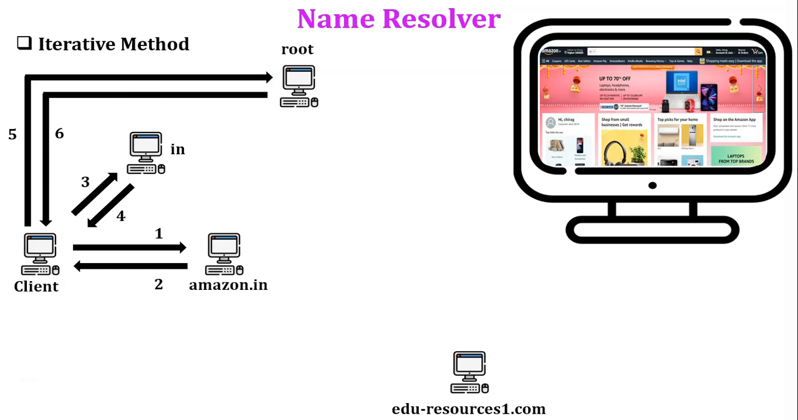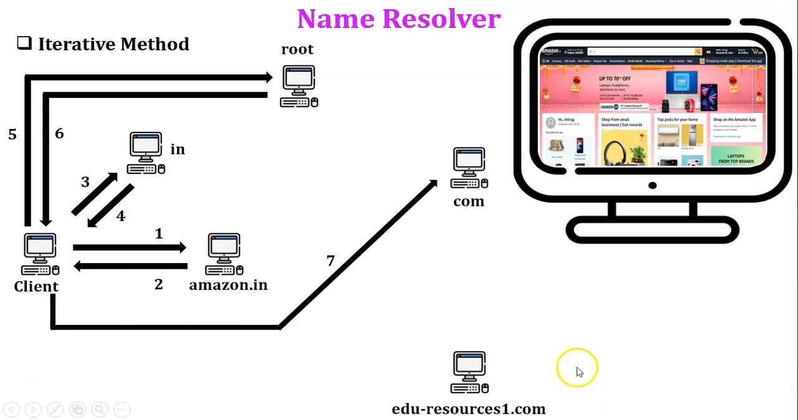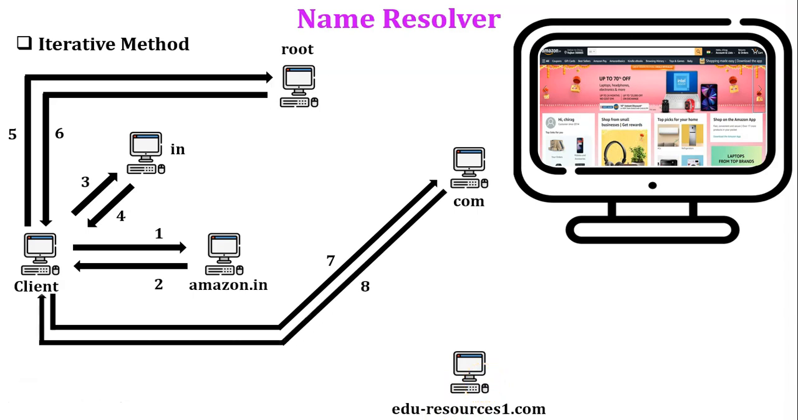So now the user has the IP address of the top level domain. The user passes this query to the top level domain .com. Here the top level domain .com checks the second level domain. The second level domain is eduresources1. So the top level domain provides the IP address of that web server, or we can say the second level domain, to the user. Now the user sends a request to that IP address, eduresources1.com.